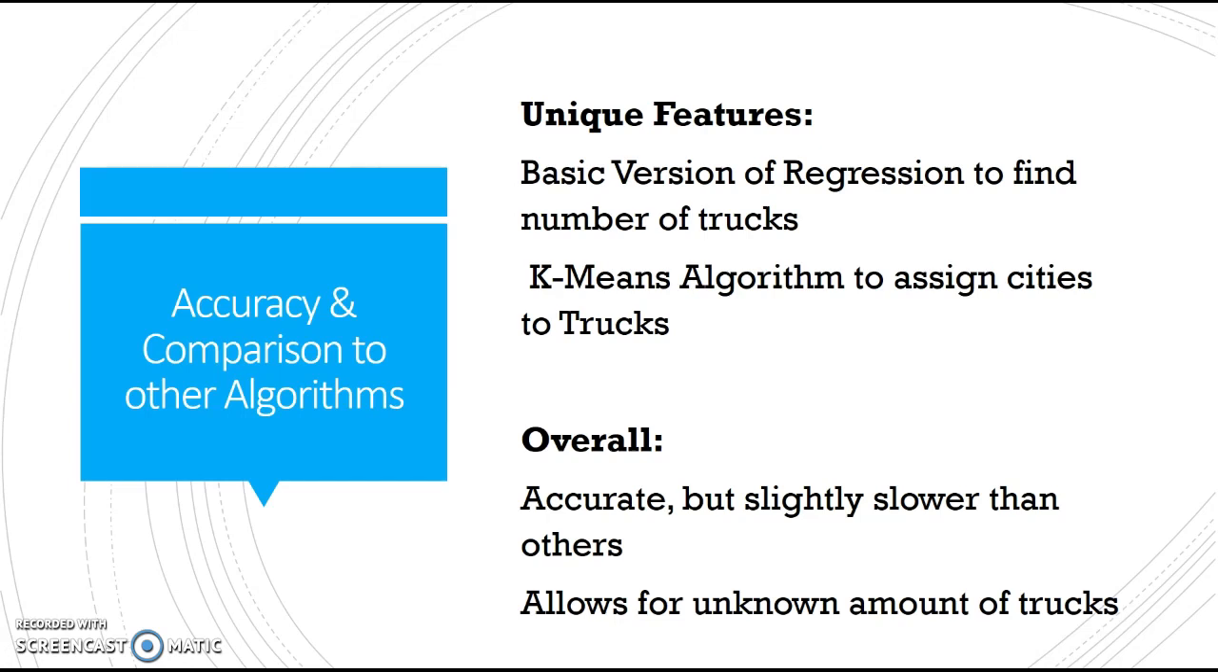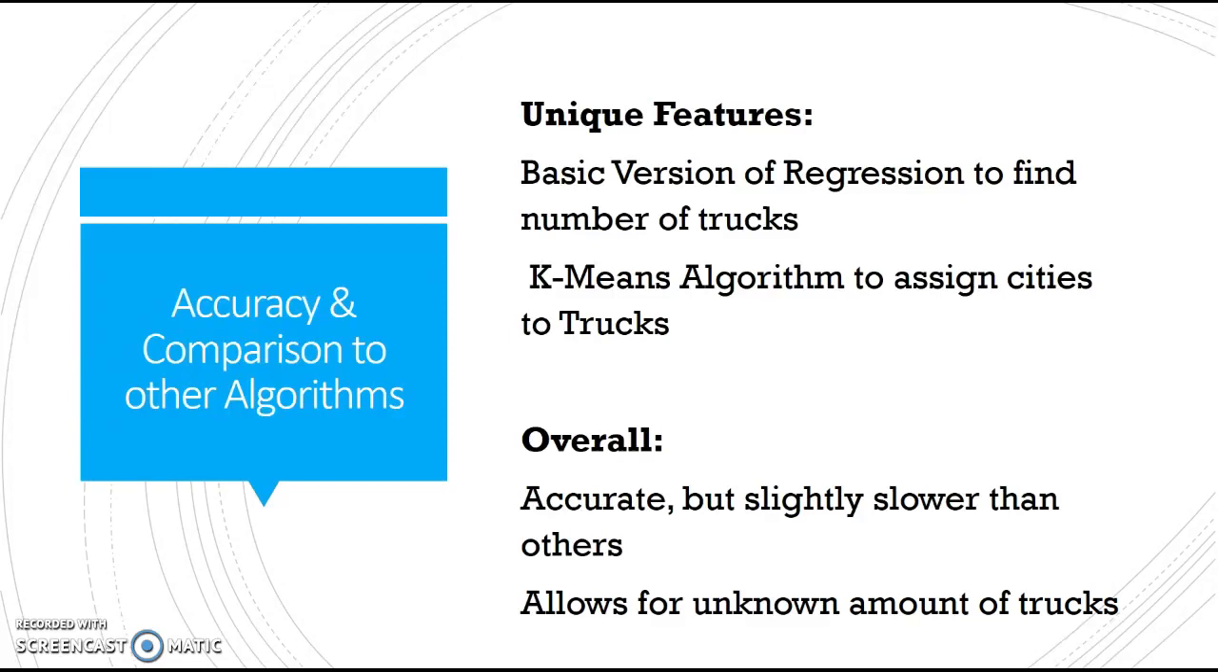The unique feature of our code is that we're using a very basic version of regression to find the number of trucks. One way you could have done this is to loop through every single amount of trucks from 1 to 50 or 1 to the number of cities, but ours doesn't have to do that because we're using that variable incremental change. Another unique feature is that we're using the k-means algorithm to assign the cities to the trucks.